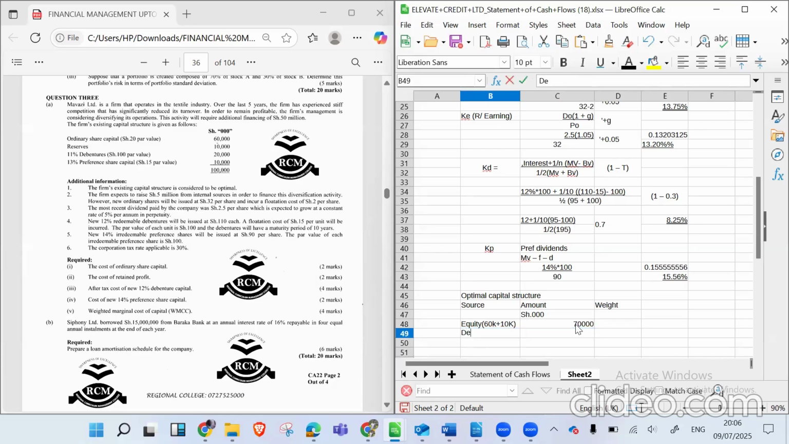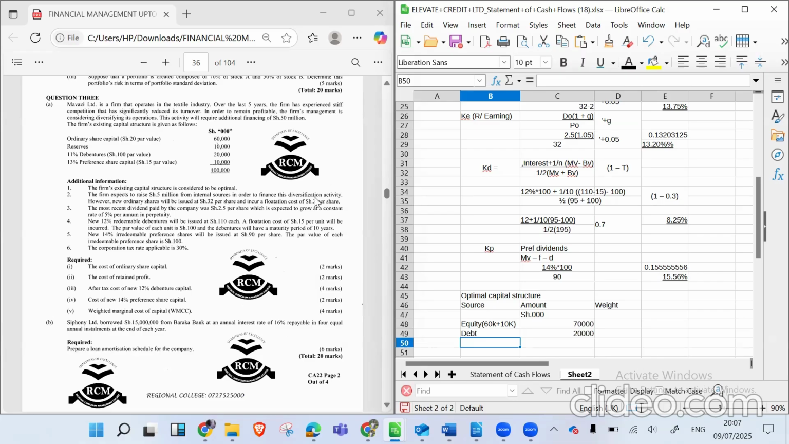Our value of debt is 20,000. Just a minute, the 10K, have you taken the reserves for the equity? Yeah, equity is ordinary shares plus reserves. Okay. Reserves are part of equity. Reserves can either be capital reserves or revenue reserves, capital reserves being share premium, revenue reserves being the retained earnings. So reserves form part of equity.